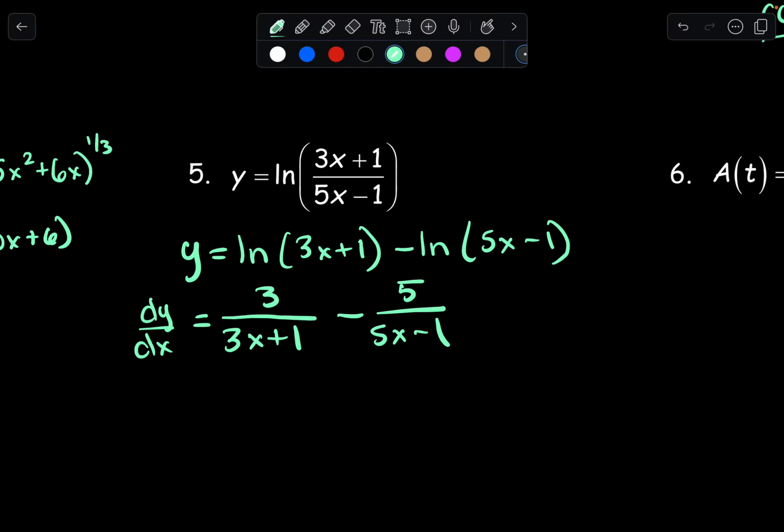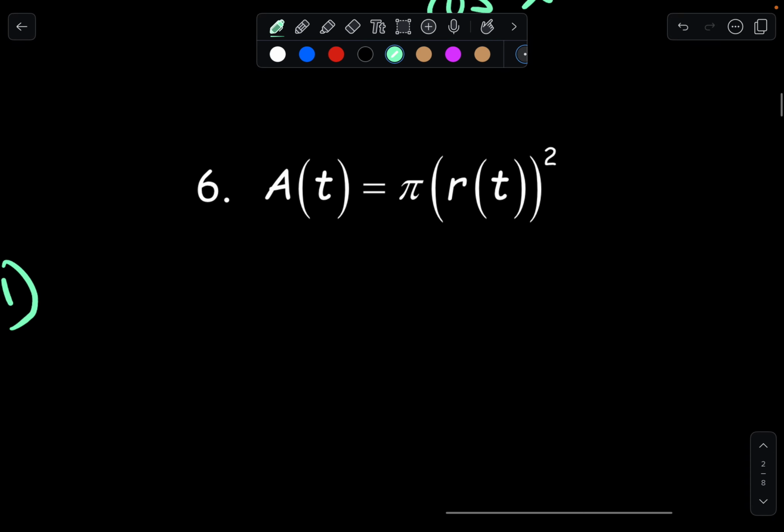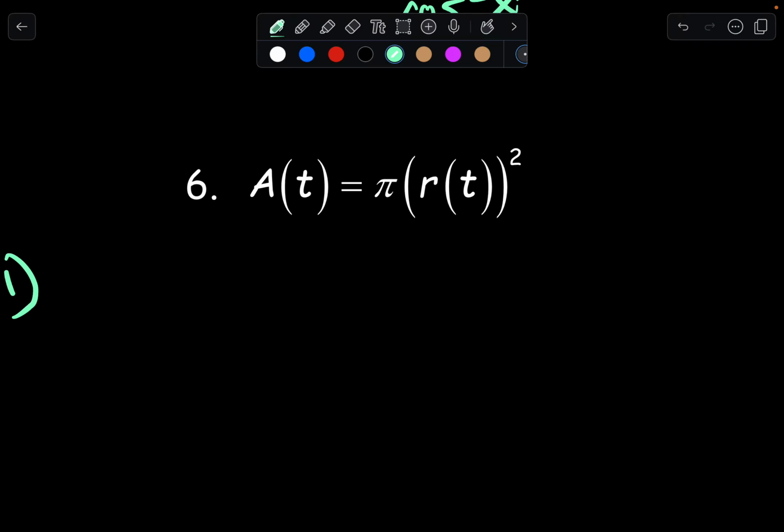Now, if you chose to do the chain rule and the quotient rule, and you got the correct answer, you'll get credit for it, but efficiency is key in this course. All right, A of t is equal to pi times r of t squared. Okay, so we are taking the derivative of the area with respect to time. That's kind of how I'm reading this. Okay, and then the r could be the radius. Okay, so the derivative of A with respect to t.